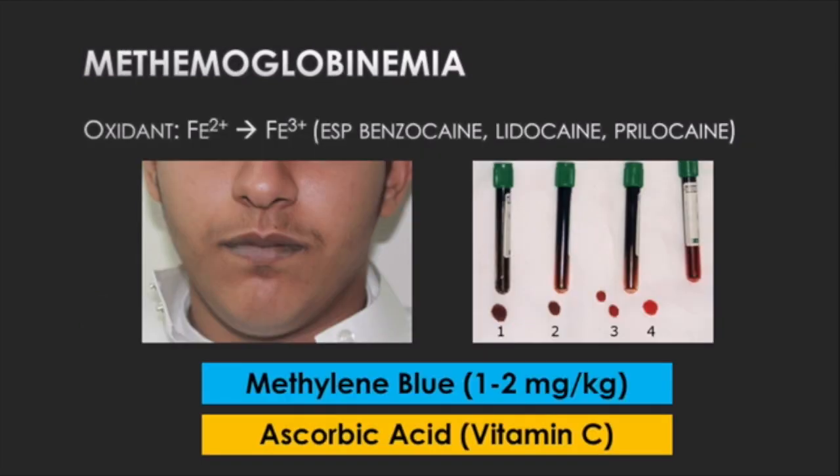So some people can get methemoglobinemia as well because of the oxidant properties of some of the anesthetics. So you take your iron from its ferrous form to the ferric form, and so you traditionally see some of the cyanosis as well as the chocolate brown blood. And your antidote is methylene blue, 1 to 2 mg per kg, but be careful in any G6PD patients because of the risk of hemolysis. And you can also consider high-dose vitamin C or ascorbic acid because of its antioxidant properties.